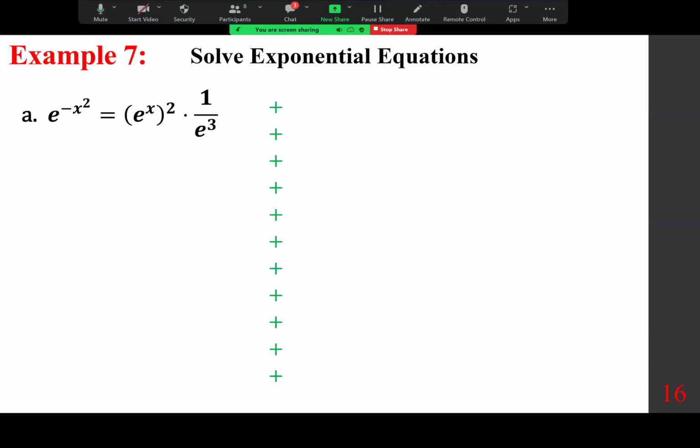e to the power of minus x squared equals e to the power of x to the second power times 1 over e cubed. So first and foremost, we need to recognize the right side as e to the power of 2x over e cubed. So the right side is e to the power of 2x minus 3.